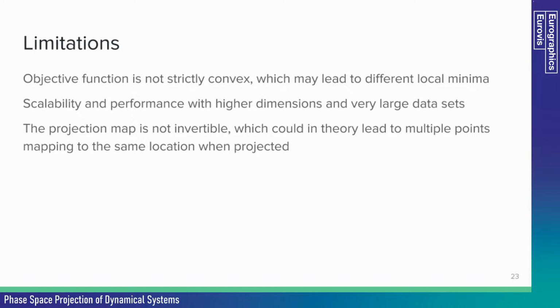Finally, we would like to list some of the limitations that we have identified with our method. The objective function is non-strictly convex, which may lead to different local minima. While computational cost was acceptable for the majority of datasets we have used, scalability and performance issues arise with higher input dimensions and larger datasets. In addition, the projection map is not invertible, which could lead to different points being mapped to the same location in the projection. This problem is generally mitigated with the usage of neighborhood constraints.